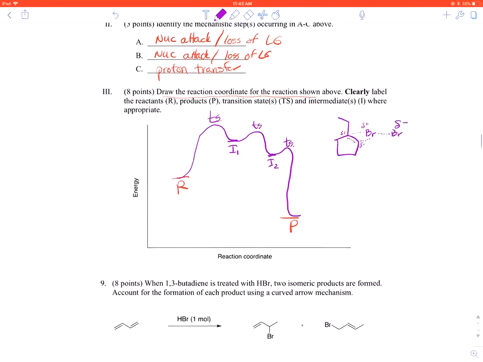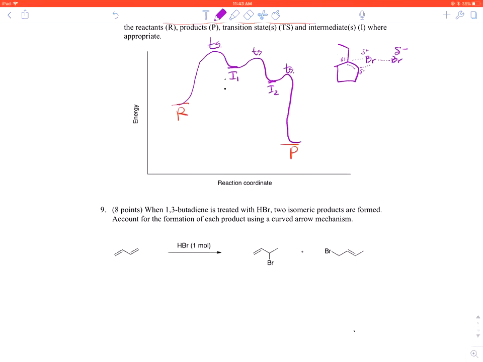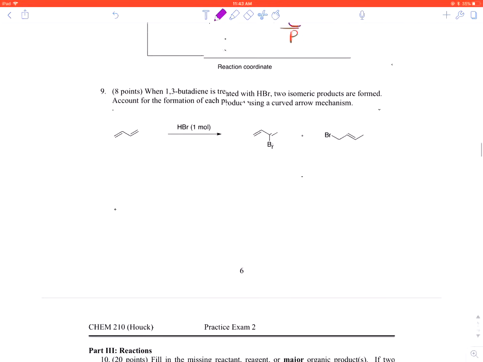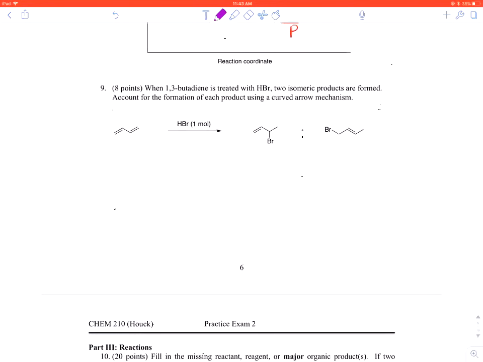And of course, you could draw other transition states for the other ones. They're a little bit easier. Question 9. When 1,3-butadiene is treated with HBr, two isomeric products formed. Account for the formation of each.